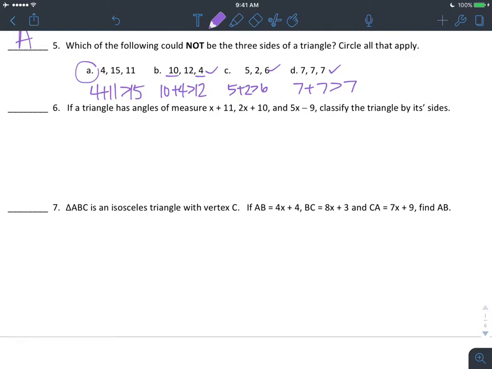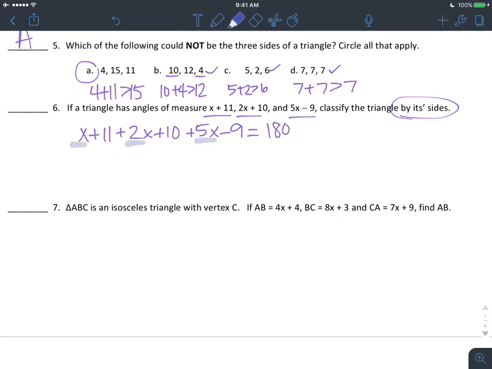Number 6, if a triangle has angles of measures x plus 11, 2x plus 10, and 5x minus 9, classify the triangle by its sides. So we're going to have x plus 11 plus 2x plus 10 plus 5x minus 9. Since these are the three angles of a triangle, we are going to set it equal to 180. So we're going to combine our like terms, x, 2x, and 5x. It's going to give us 8x. Then we're going to have 11 plus 10 minus 9, and that's going to give us 12. And that is equal to 180.